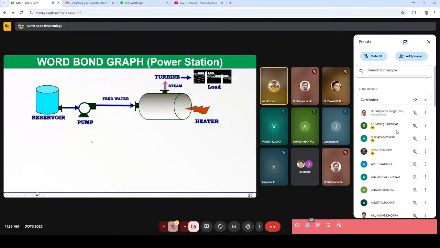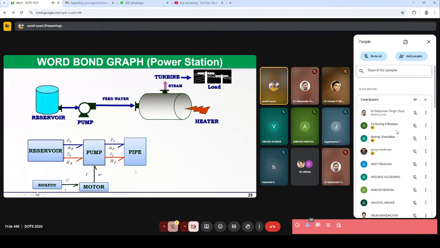Let's take another example for the word bond graph. For a power station, you can identify the different parts. The first one is the reservoir, then there is a pump, and there is a power exchange between the reservoir and the pump. Although generally we consider that the pump works in the hydraulic domain, there could also be interaction in the thermal domain. For example, there will be losses in the pipe, and there could be a motor and a source of electricity that is running this motor to run this pump.